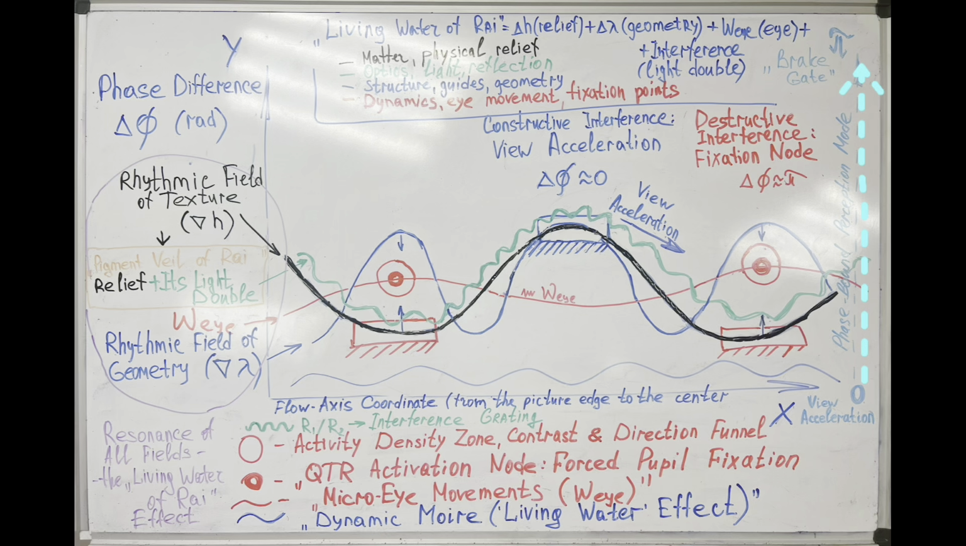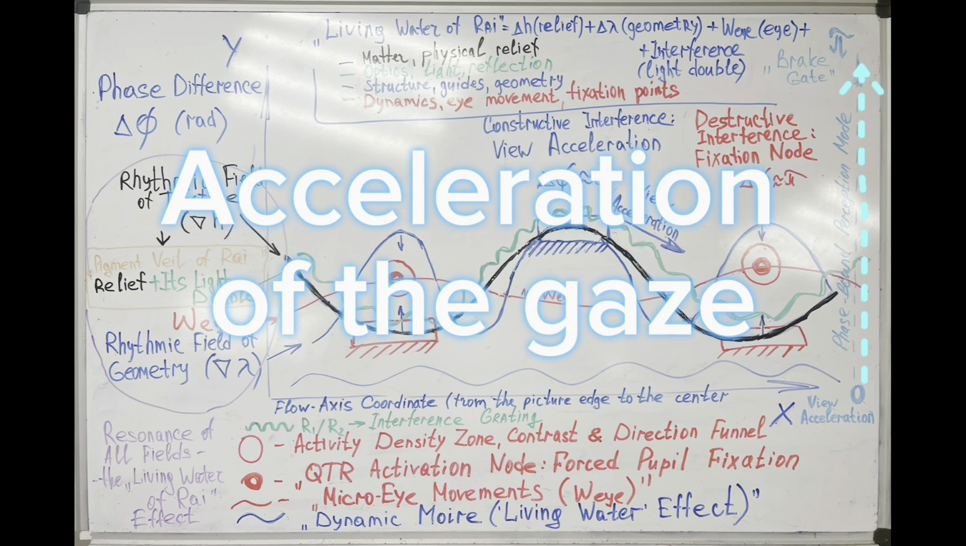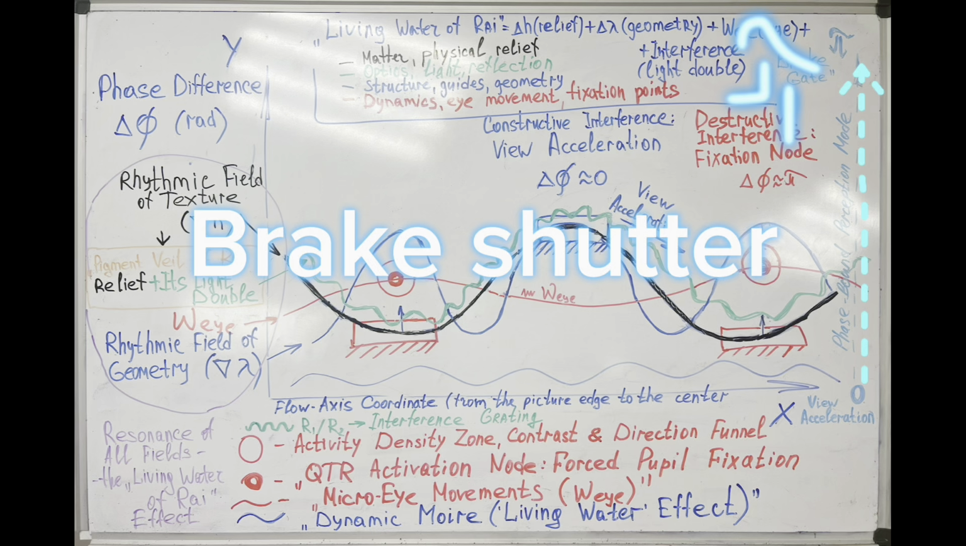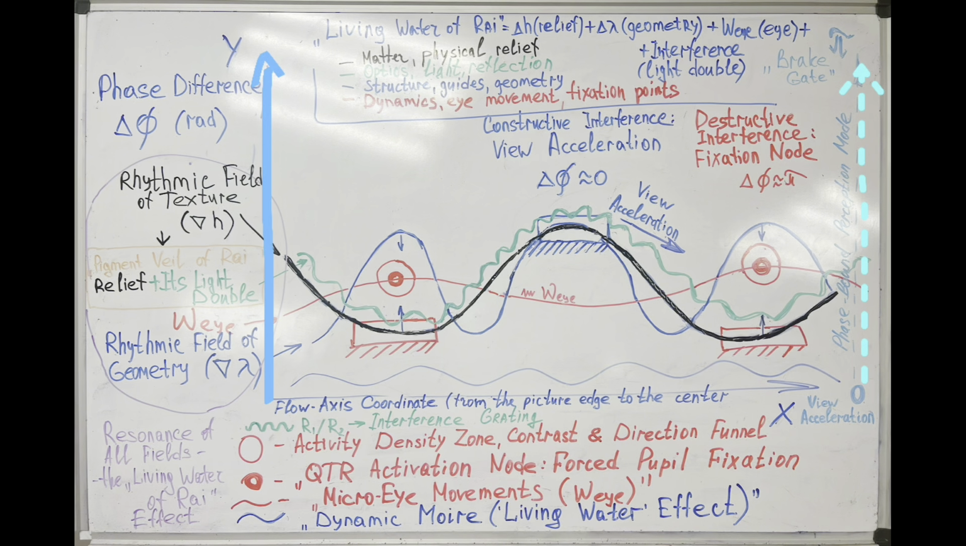On the right is the auxiliary vertical axis. It does not add new data but duplicates the logic of the left one, so that the viewer instantly grasps the state. This is the gaze acceleration from 0 to pi scale. At the bottom, 0, the start, pure motion, the gaze glides freely. At the top, pi, the limit, a complete stop, the break gate. Together, the two axes give an instant understanding of where the gaze is currently located along its path.